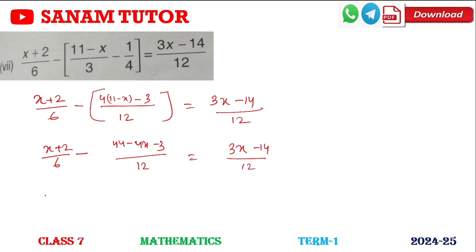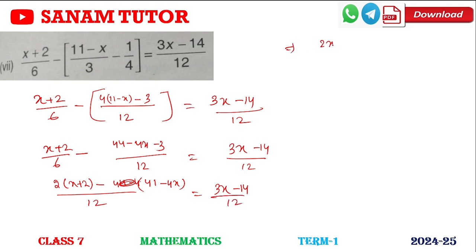Now again take LCM as 12, 6 2 ja, so 2 into x plus 2, minus 44 minus 3, that is 41, 41 minus 4x equal to 3x minus 14 by 12. Now multiply 2 into x, that is 2x plus 4 minus 41 plus 4x by 12 equal to 3x minus 14 by 12. So here we can write 12 cancel, any doubt?